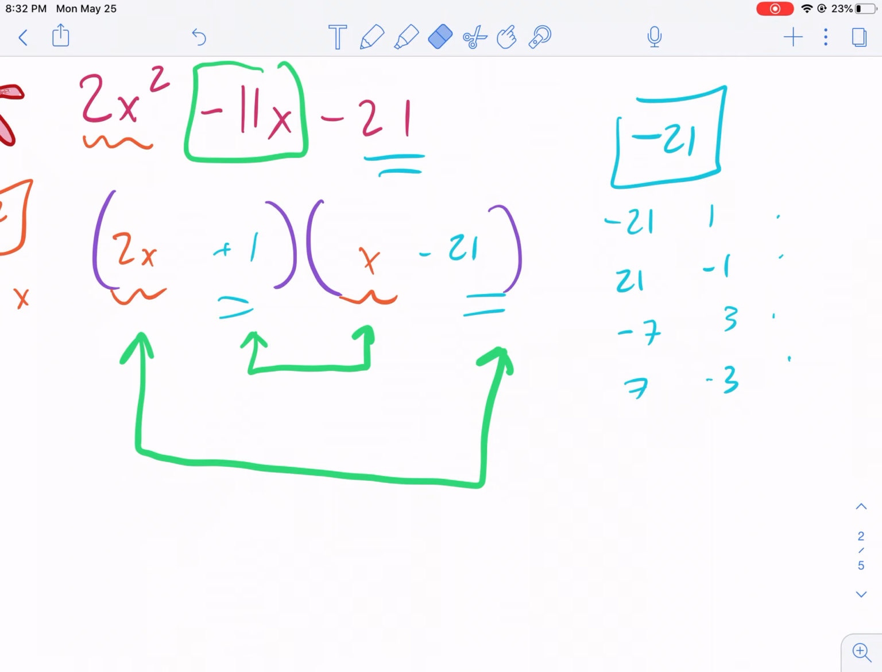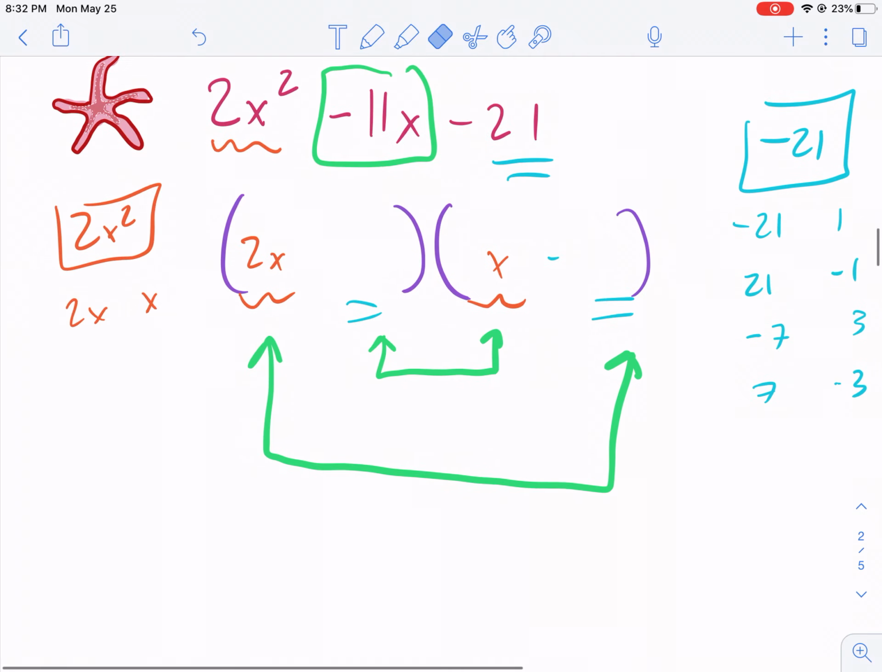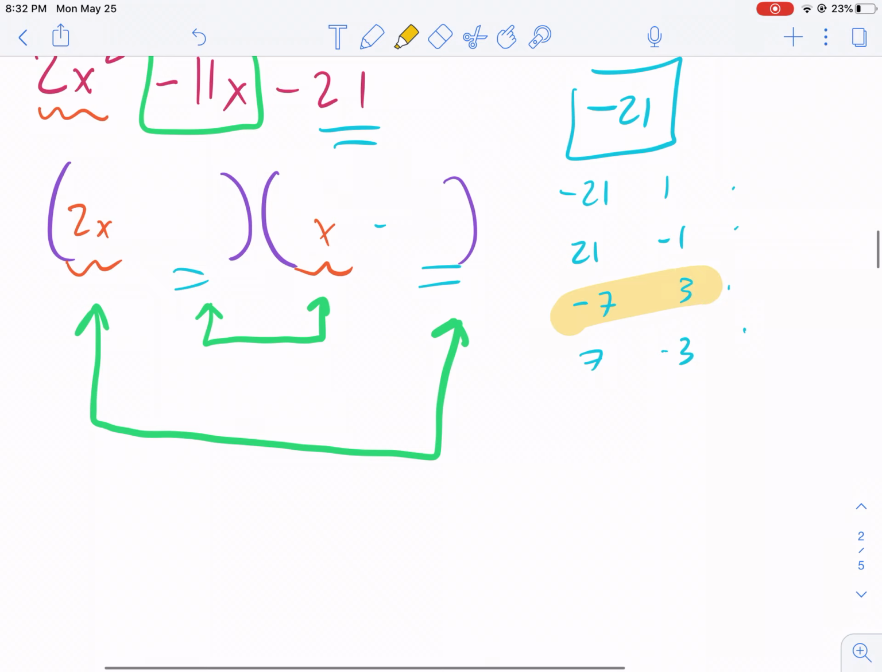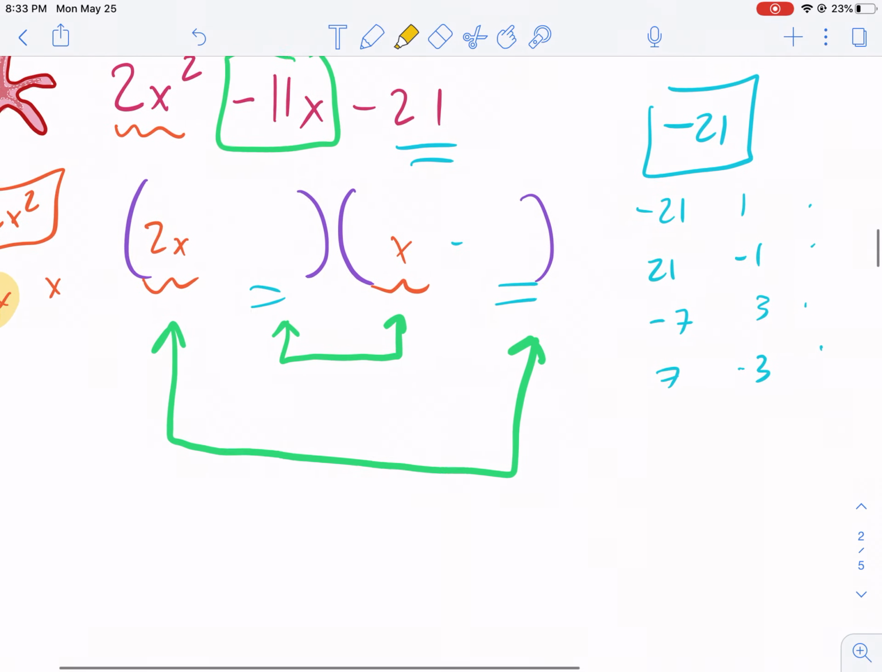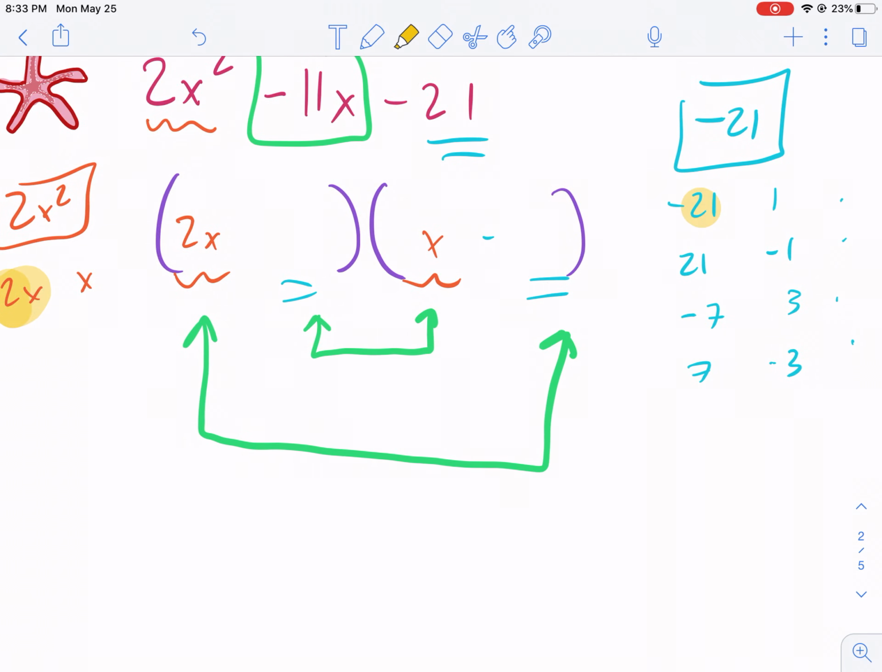So we need to be strategic here. Because it's negative 11x, we need to look for products between 2, this product here, and one of these products, that gets us close to negative 11. So what gets us close? Well, we already found out that 2 times 21 doesn't get anywhere close.